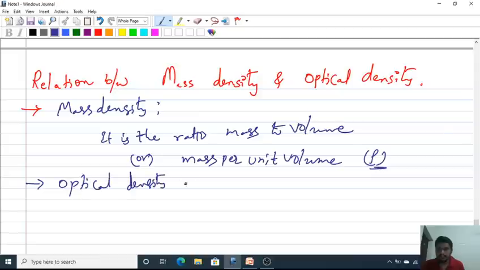Okay, so it is mathematically defined. Actually, it is the ratio of speed of light in vacuum to speed of light in the medium. Okay, it is the ratio of speeds. So what is the mass density? It is the ratio of mass to volume. It is completely different from mass density.